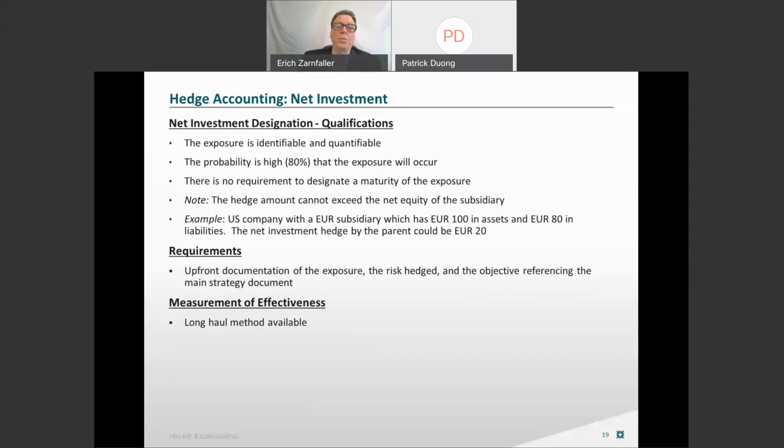For example, a U.S. company with a euro subsidiary, which has 100 euro in assets and 80 euro in liabilities, the net investment hedge by the parent could be 20 euro or less. The upfront documentation is still required, and the measurement of effectiveness is the long haul method.